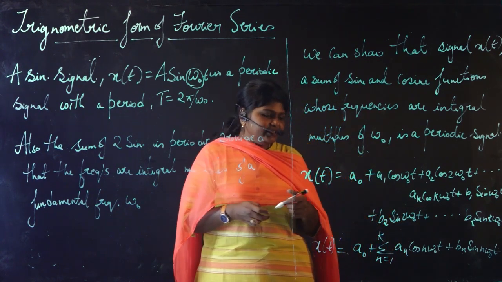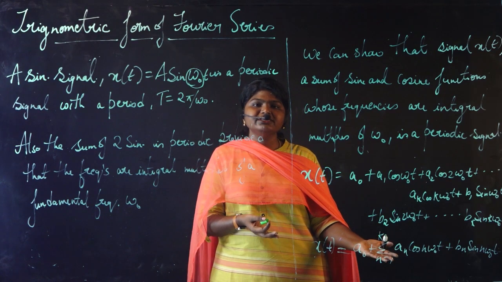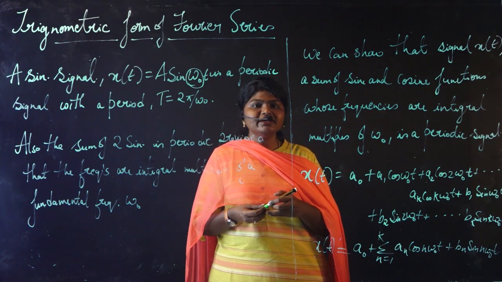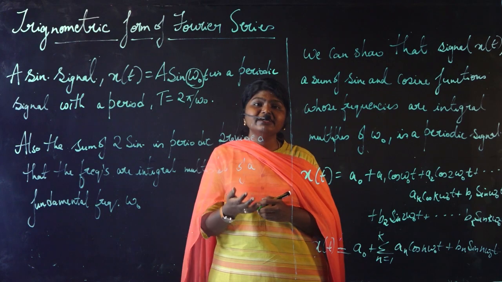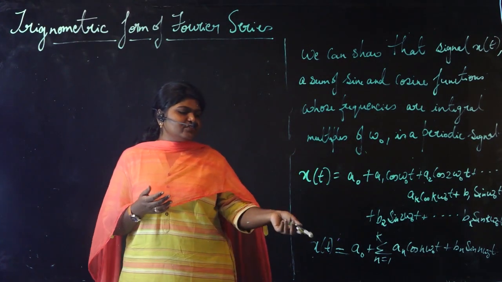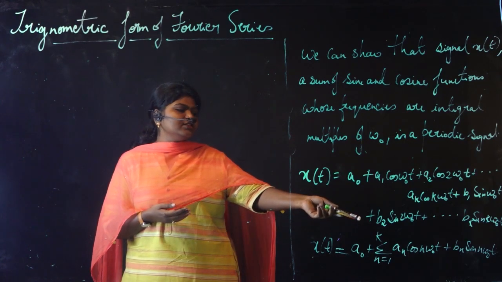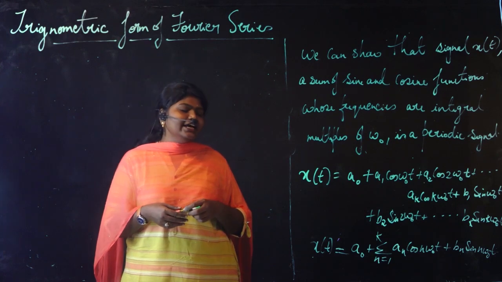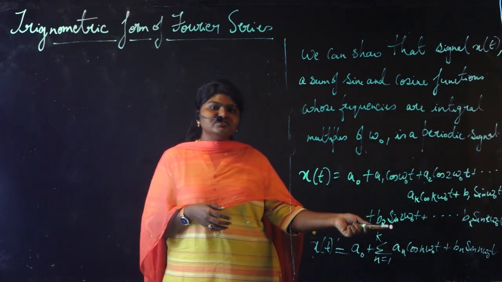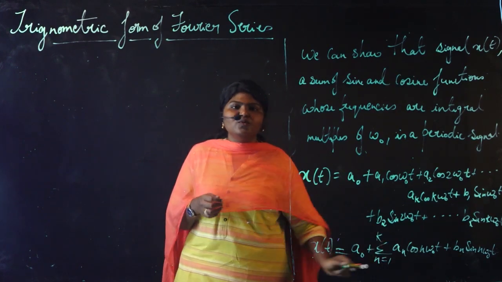In order to make it an infinite Fourier series, we let n tend to infinity. So that will be an infinite Fourier series expansion. So x of t equals a naught plus the sum from n equals 1 to infinity of an cos n omega naught t plus bn sin n omega naught t, where a naught, a1, a2 and b1, b2 and so on are constants with the fundamental frequency omega naught.